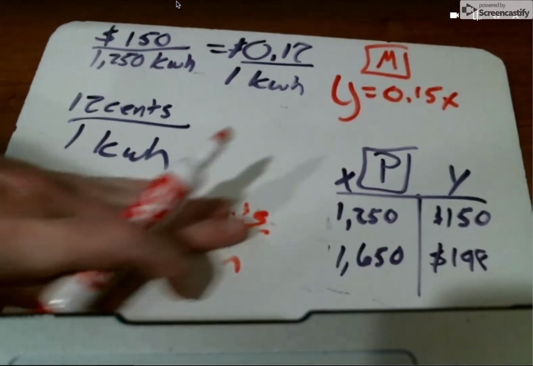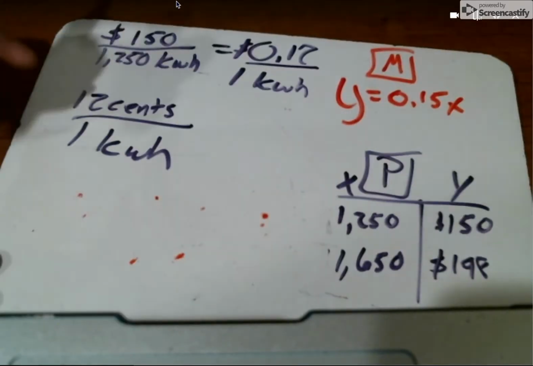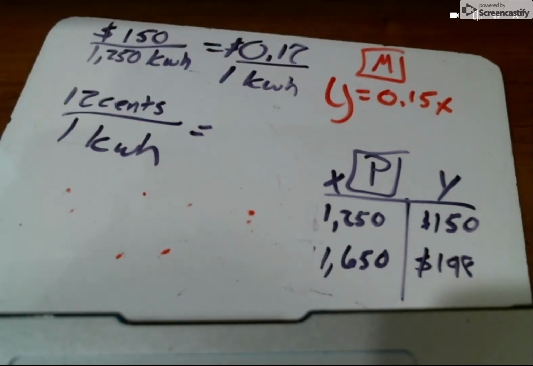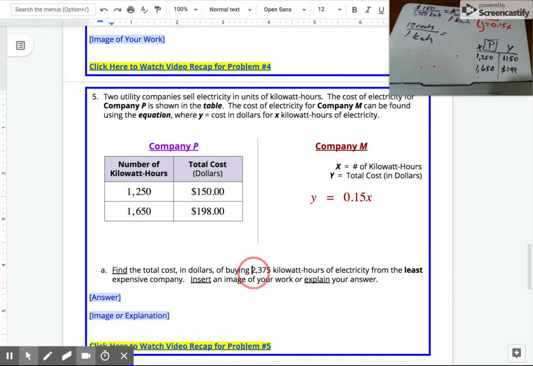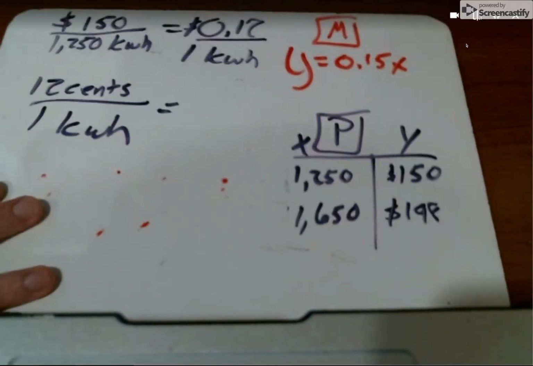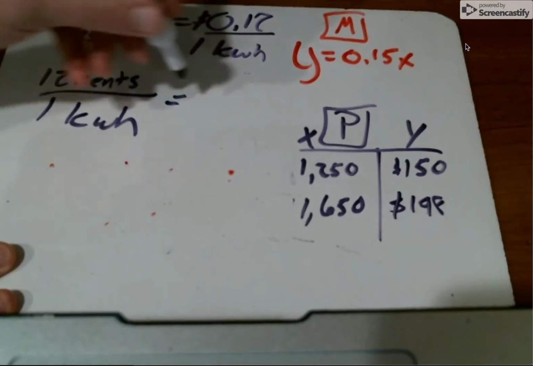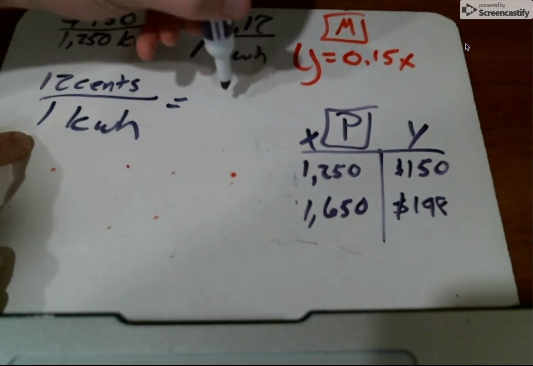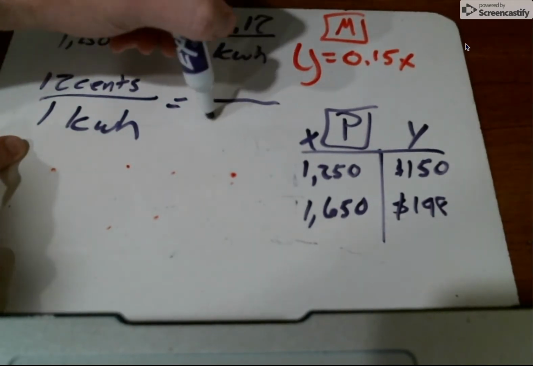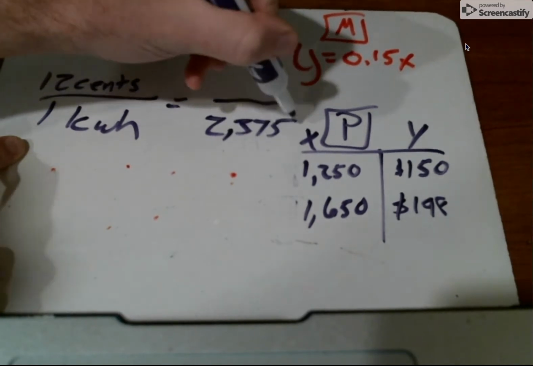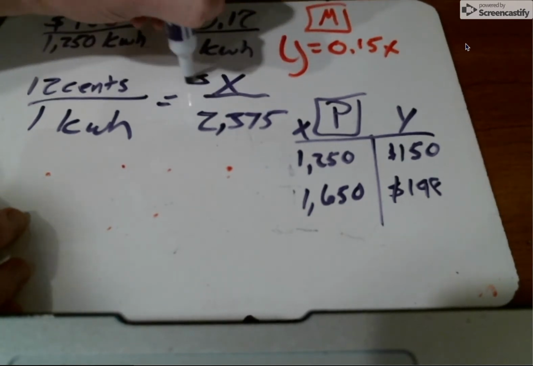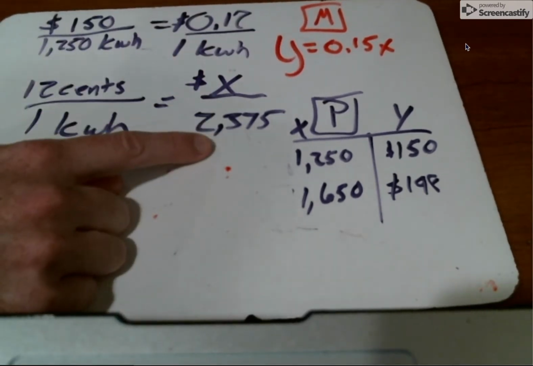We're going to focus on Company P now, and we're going to use that unit rate, 12 cents every 1 kilowatt hour. And they want to know, at the end of the day, remember if we go back to Part A, they want to know what is the cost of 2,375 kilowatt hours. So if we set up a proportional relationship here, 12 cents every 1 kilowatt hour, we want to know when, at the end of the day, are we going to be up at 2,375 kilowatt hours? So at what point, at what number of dollars will we be at 2,375?